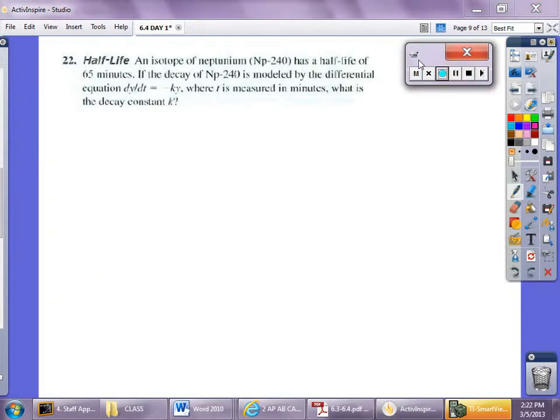Alright, half-life. So I wanted to go through this half-life problem. So we have the differential equation dy/dt equals negative k times y. Where t is measured in minutes, what is the decay constant k? So, we know in the end that the half-life is 65 minutes.